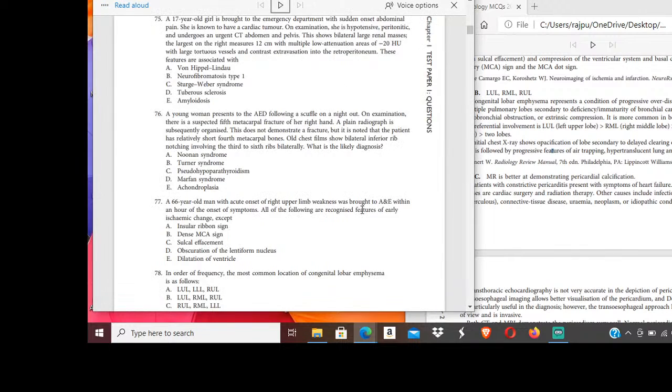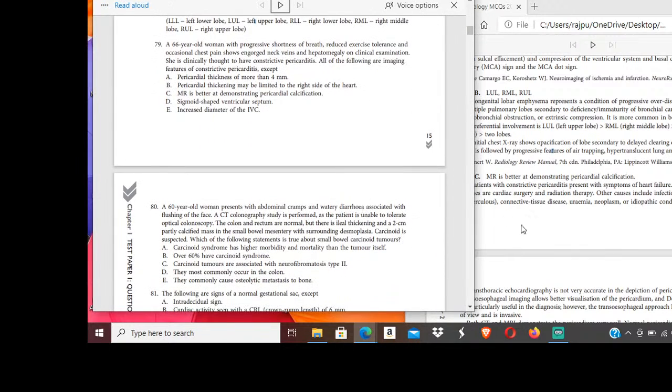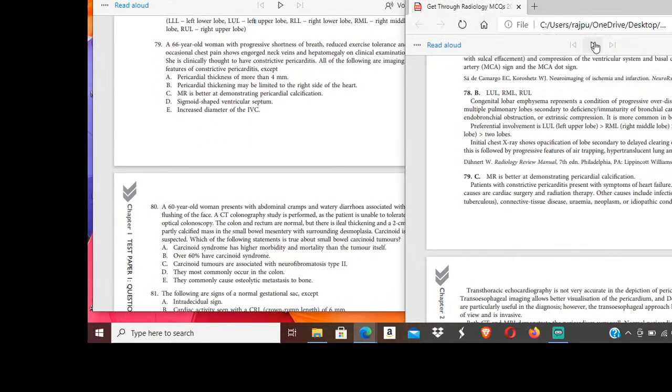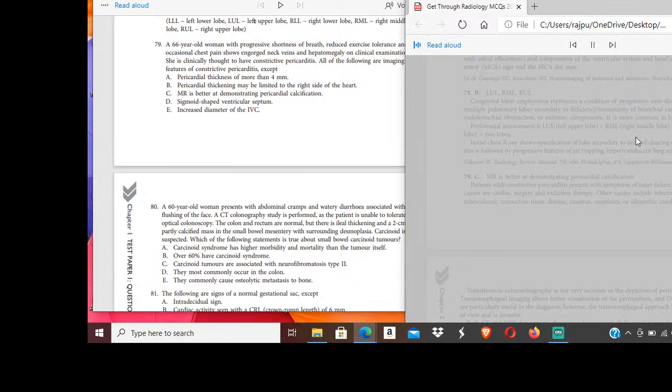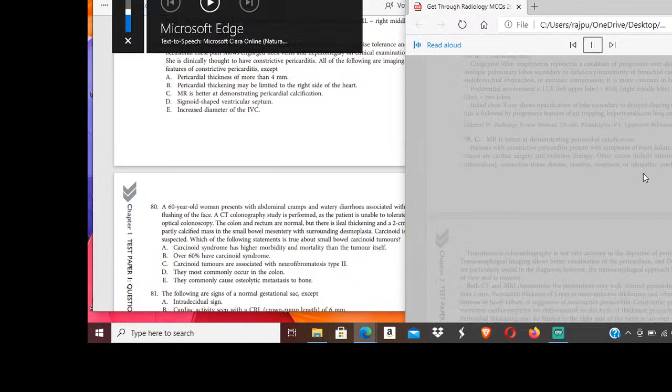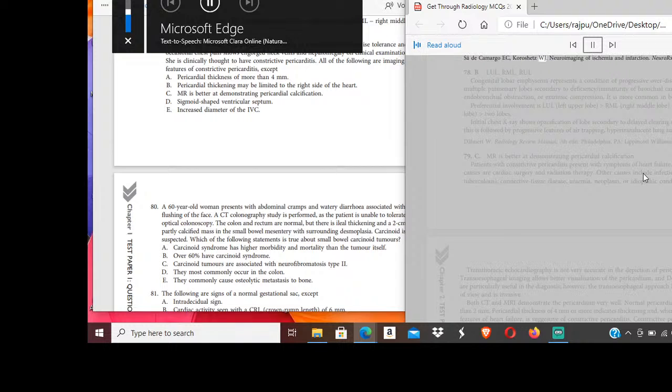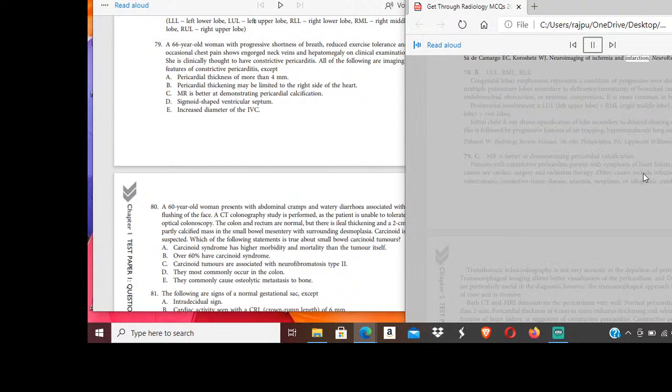Chapter 1. 76. 78. De Camargo E.C., Koroshetz W.J. Neuroimaging of ischemia and infarction. NeuroRx. 2005, 2, 265-76. 78. B.